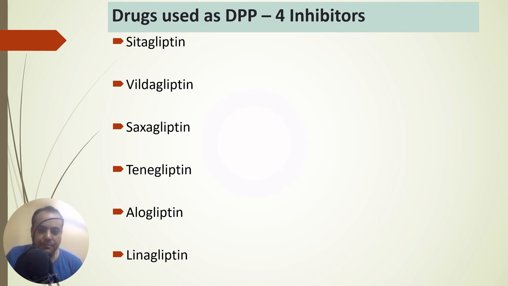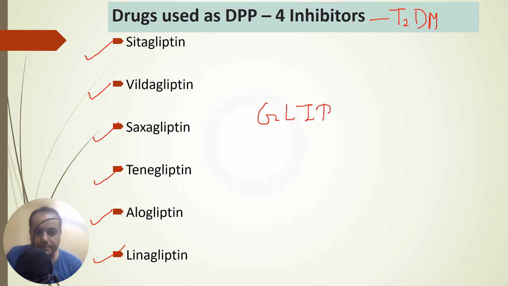Now the DPP-4 inhibitors are the drugs that we use for the treatment of type 2 diabetes mellitus. The drugs that are used as DPP-4 inhibitors are sitagliptin, vildagliptin, saxagliptin, teneligliptin, alogliptin and linagliptin. So this is basically the class of gliptins. So the DPP-4 inhibitors are gliptins and they are used for the treatment of type 2 diabetes mellitus.